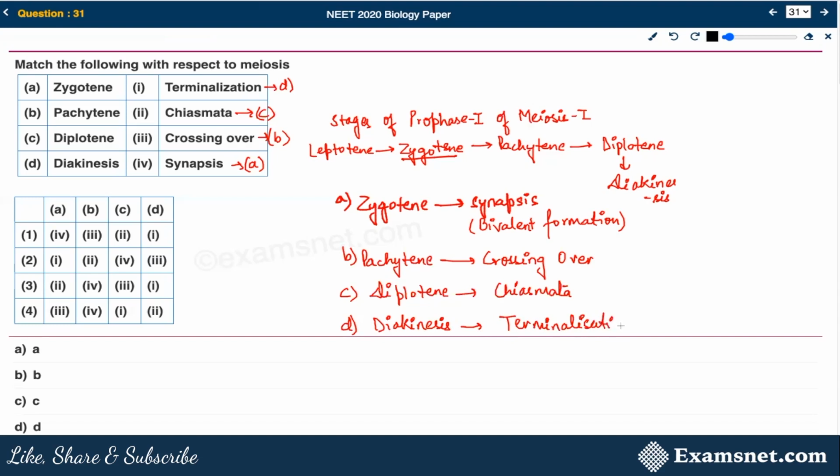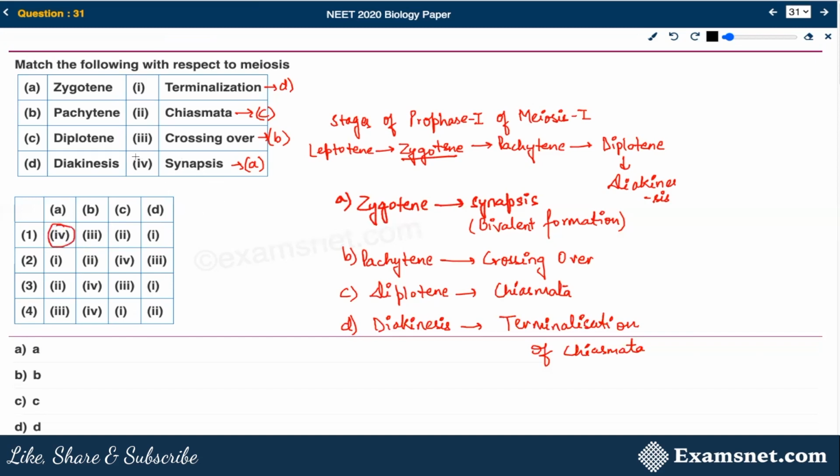So terminalization of chiasmata. So this is the case. If we just correlate with the options, you can see that A stands with 4. That means this one. All right.